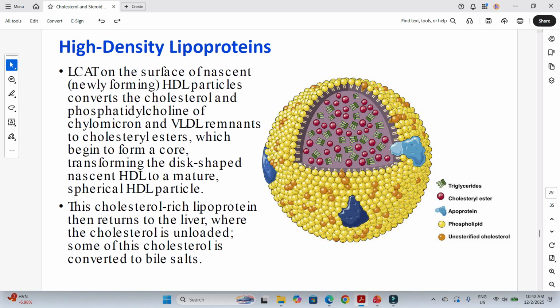All right. So this time around, the cholesterol-rich lipoprotein then returns to the liver, where the cholesterol is unloaded. Some of this cholesterol is converted to bile salts. We've already encountered bile salts earlier. So do you now understand why HDL is called the good cholesterol? It's called a good cholesterol because essentially it brings cholesterol to the liver.